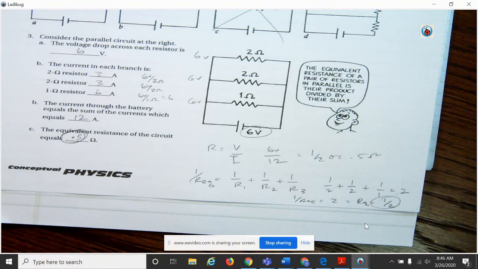Hopefully this explains a little bit more about parallel circuits. You'll have some practice you'll get to work with.